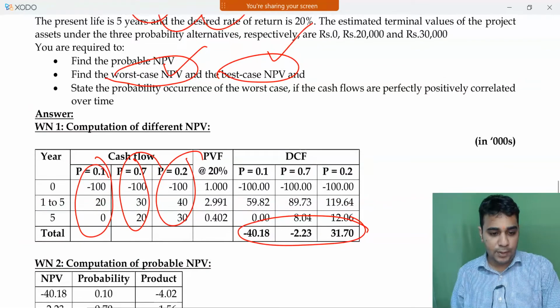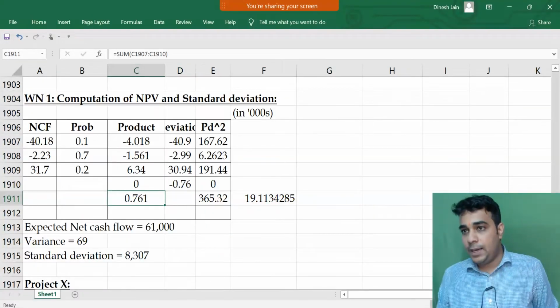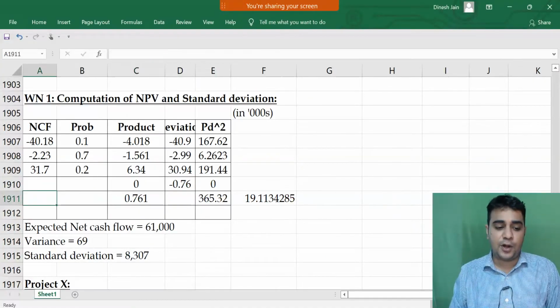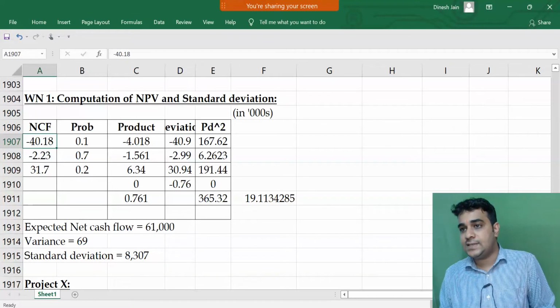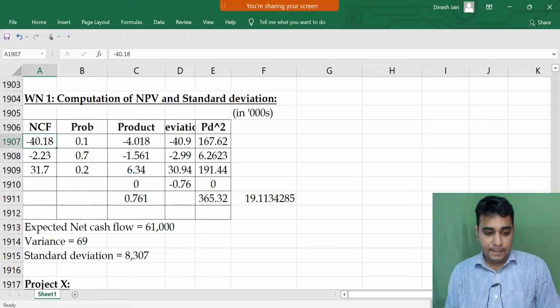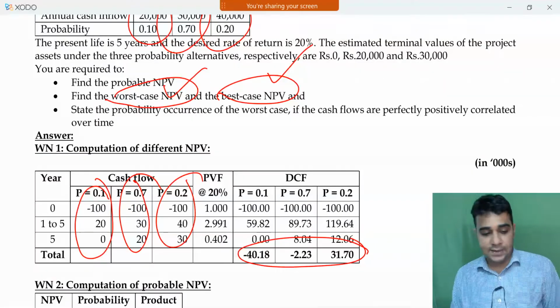Let's look at the requirement of the question. Probable NPV is 0.76. Worst case is negative 40,180. Worst case is the lowest NPV. Best case is positive 31,700.